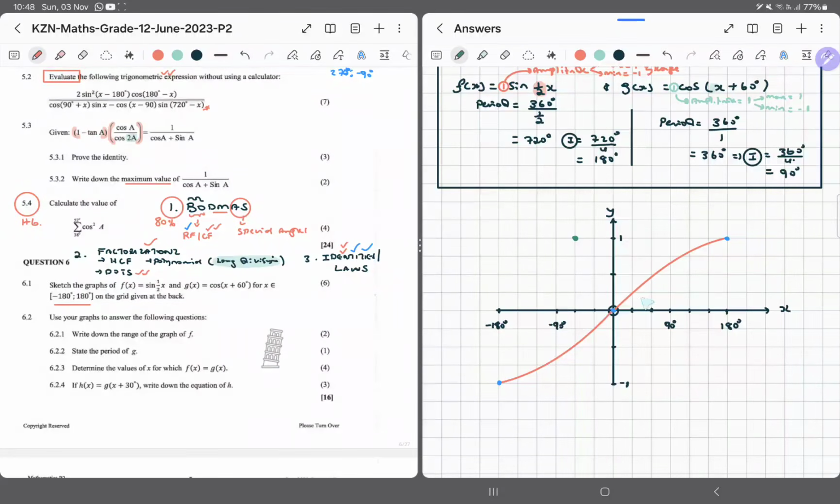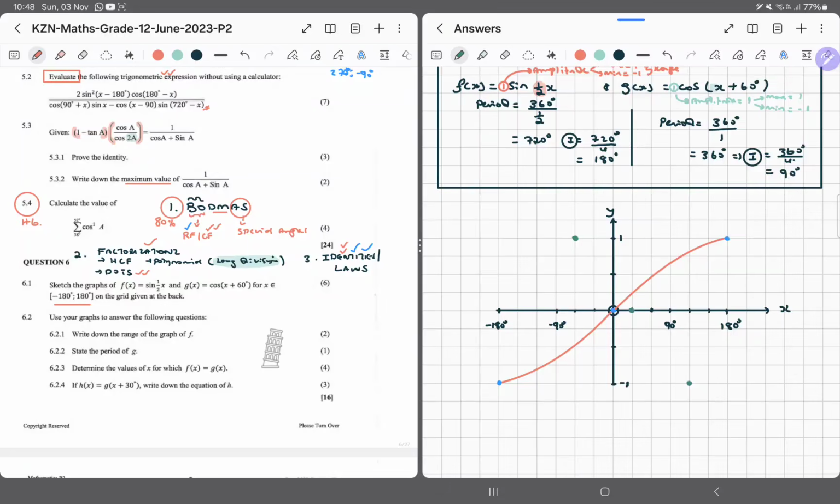So when you understand these translations, it makes life a lot easier. And then the next one would have been at 90, an x-intercept. So we take it 60 degrees, it goes to 30, right? And then the next one would have been a minimum at 180, but now we take it 60 degrees back, it goes to 120. All right. So this is the stuff that we have.